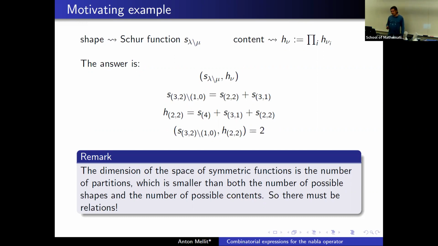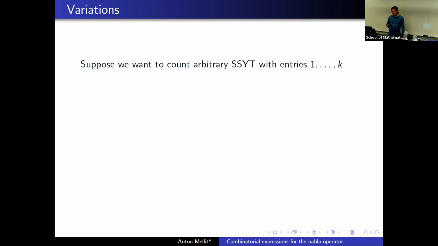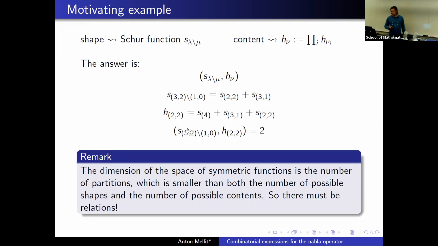Okay, so that's one thing. And keep in mind there are always variations of this. Here we simply fix the content and fix the shape, and we count.